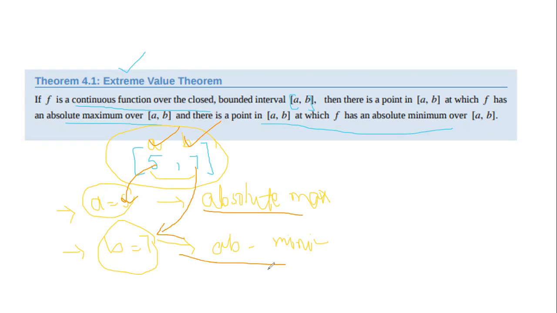My function value, let's say f(x) equals x squared minus 1 or something else, has an absolute maximum and an absolute minimum within this bounded range. So this is known as the extreme value theorem.